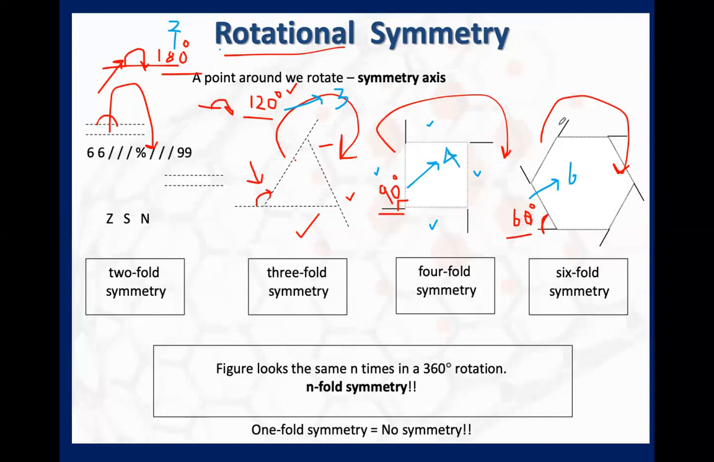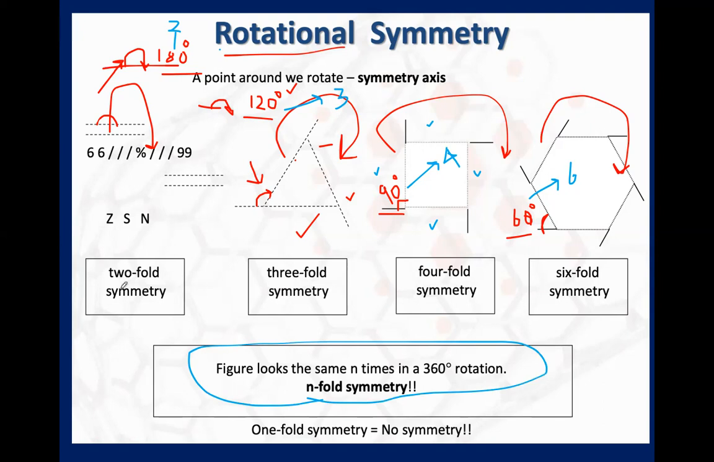So we call this type of rotation, how many times you see the same object over a 360 degree rotation, n-fold symmetry, right? We call it n-fold symmetry. So how many times you see over a 360 degree rotation, if you see it n times, then you can call it n-fold symmetry, right?